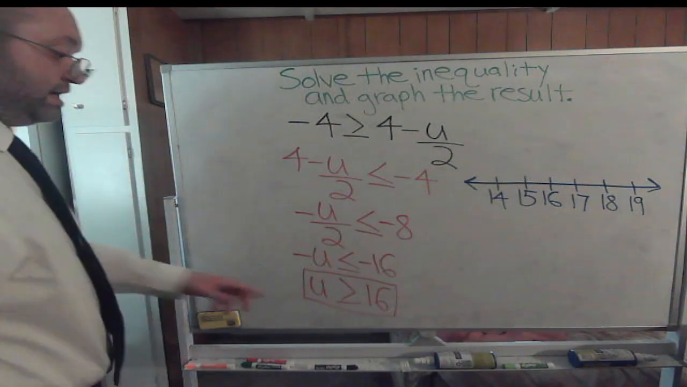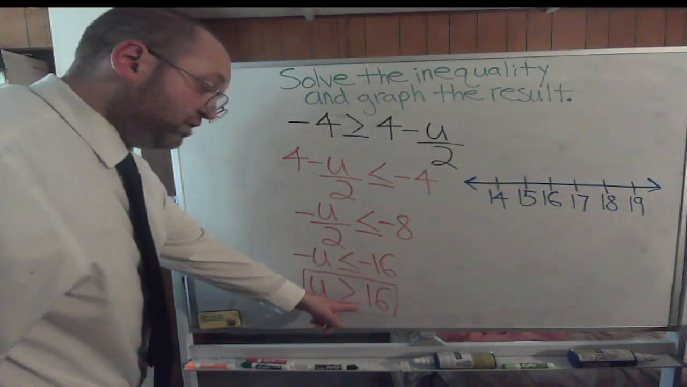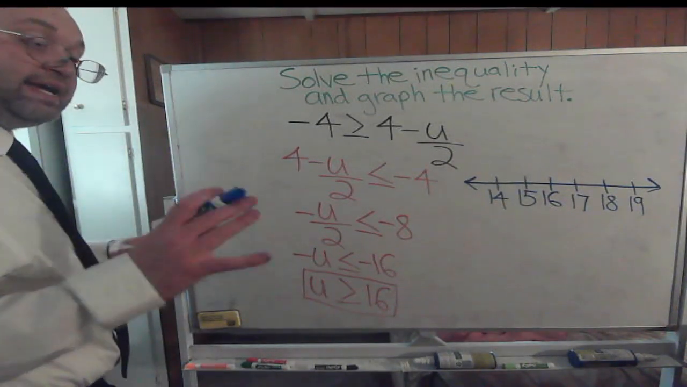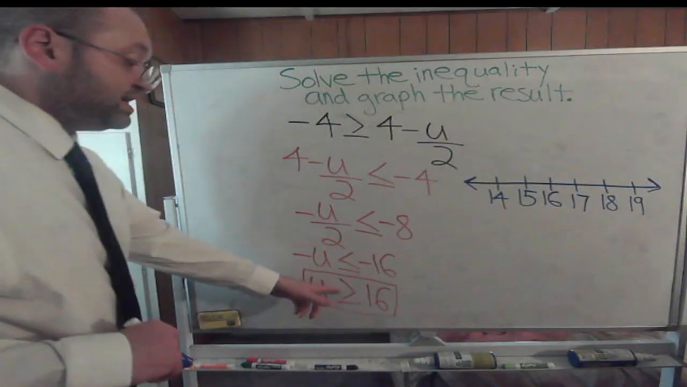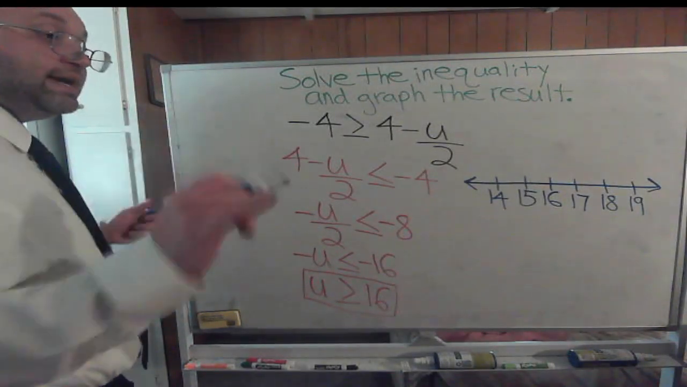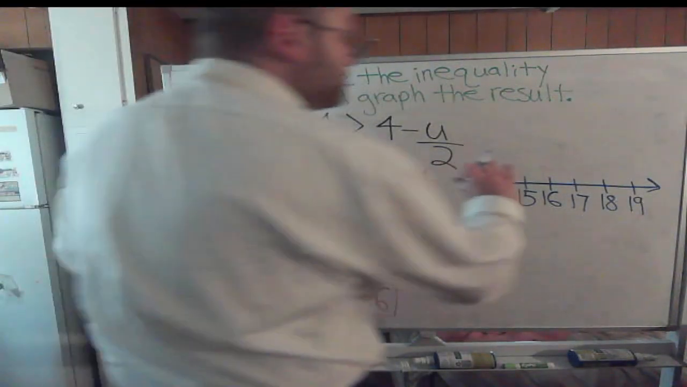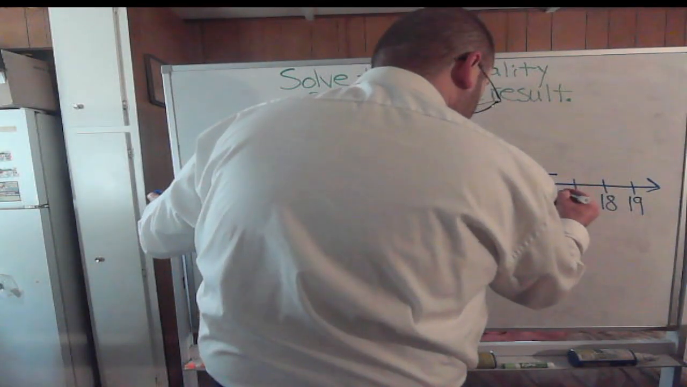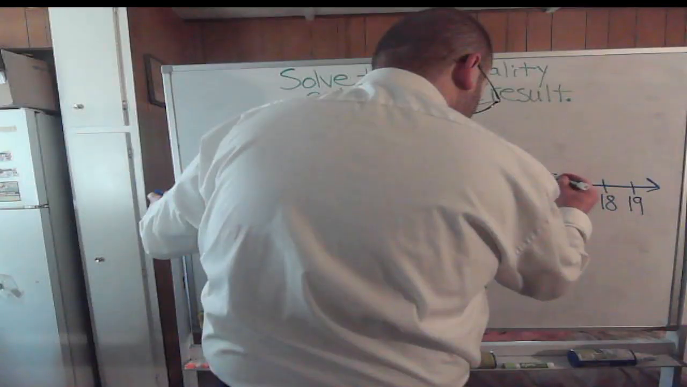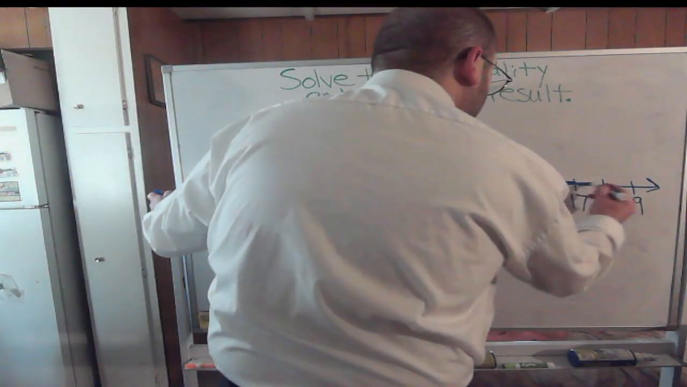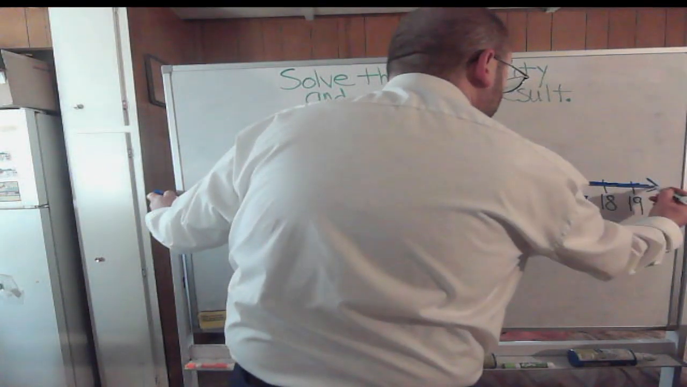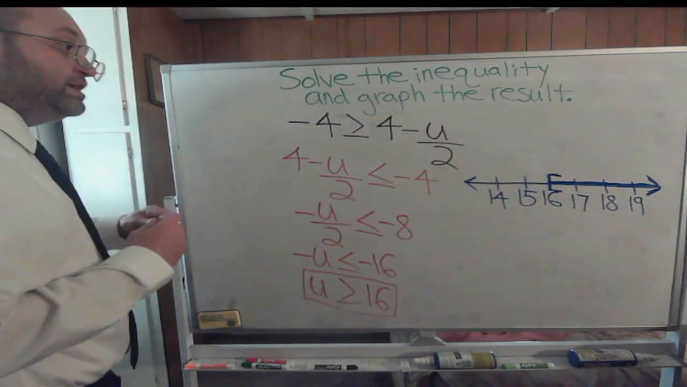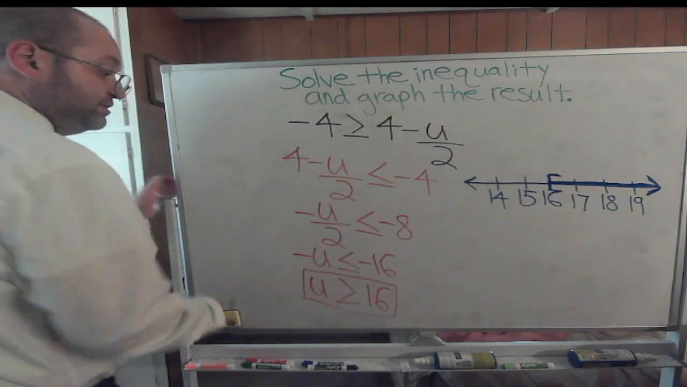So u is greater than or equal to 16. Since there's the equal component, you're going to draw a bracket at 16. But since it's got the greater than component, that bracket at 16 is going to face all numbers greater than 16. So let's go ahead and put that bracket there. Then we'll shade the entire region of all numbers greater than 16. And that would be your answer. That'd be how you graph it.